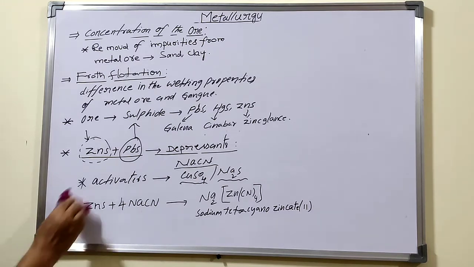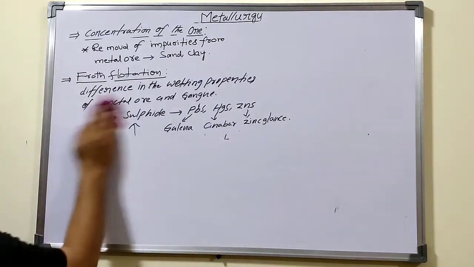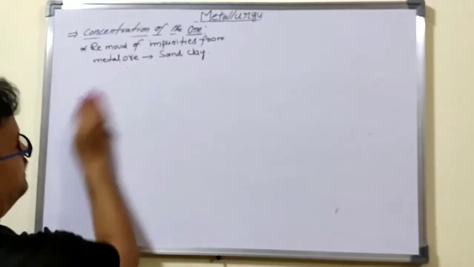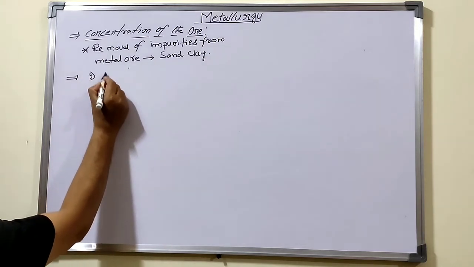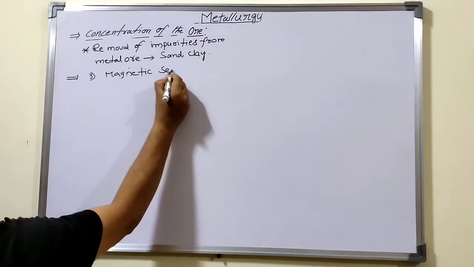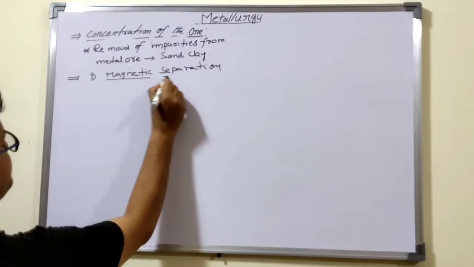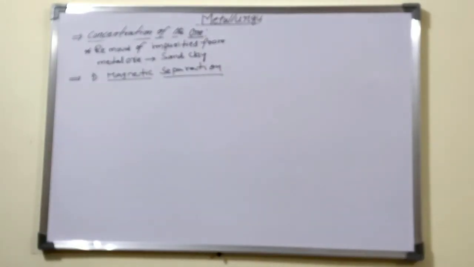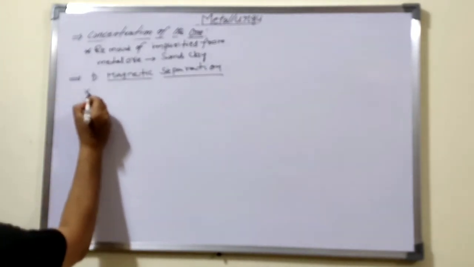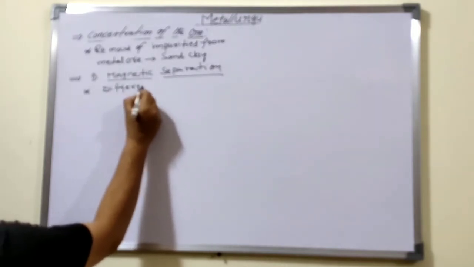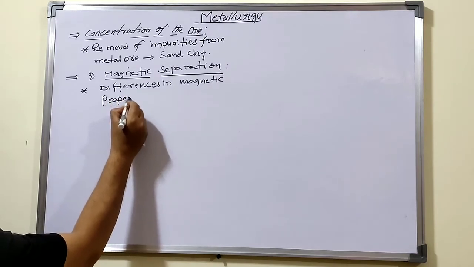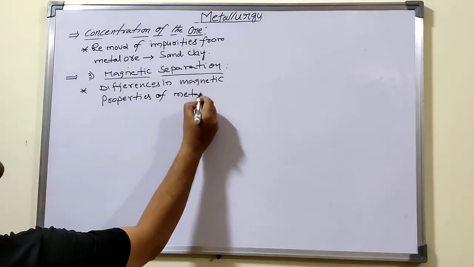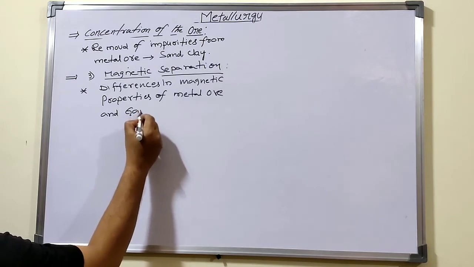Next, magnetic separation. How is magnetic separation carried out? Let me discuss. The magnetic separation method is a very easy method. The basic property used here is the difference in magnetic properties of metal ore and gangue particles.